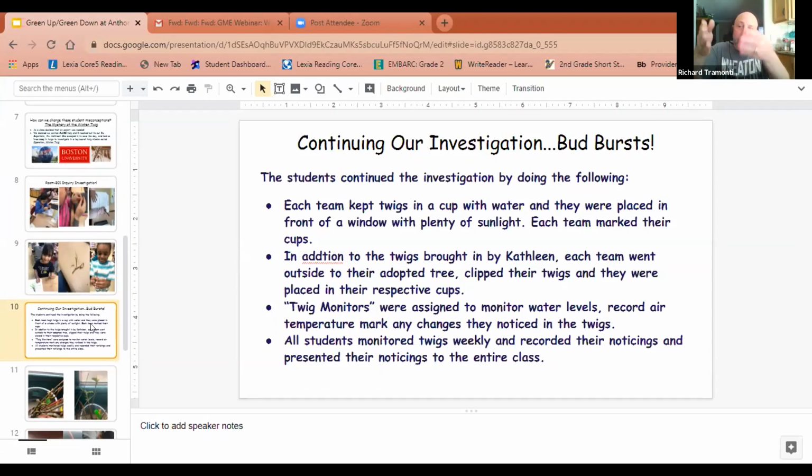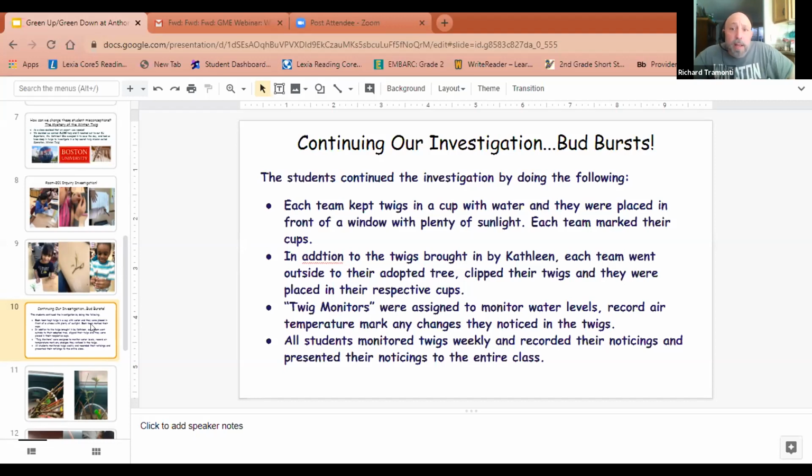She left twigs there, but we also went out and clipped twigs from their trees. Then my teaching partner and I got a twig from a tree that we had adopted. We wanted to see what happened, right? If they're inside, are they going to grow? Are there going to be any bursts? They came to the conclusion, and it comes in later, that yes, they are alive. They live outside, but what about inside? And what happens to these buds?